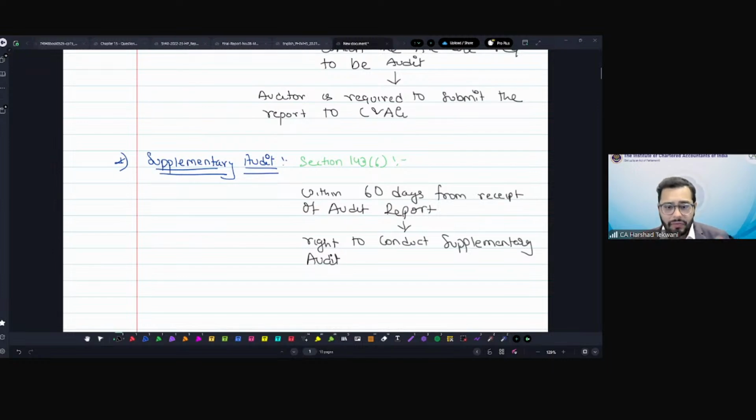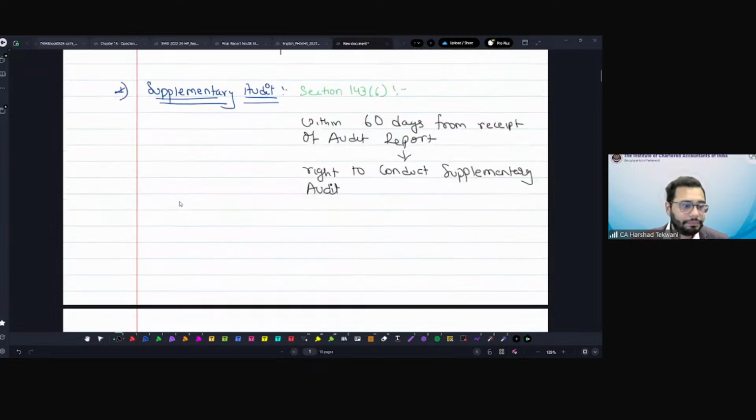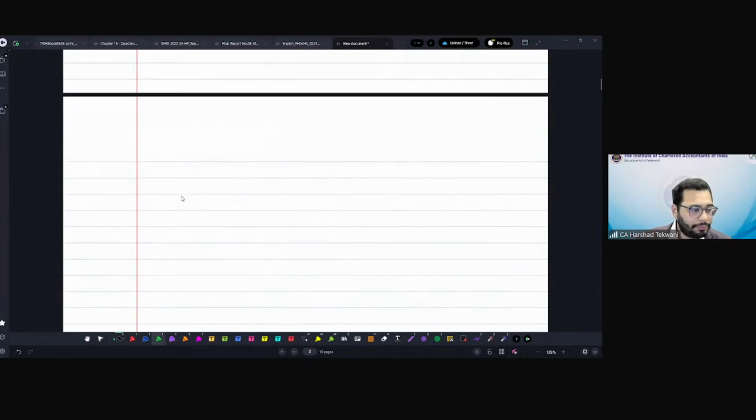Okay. Now, this was supplementary audit. There is something more. There is one more type of audit under the Companies Act, basically for the government companies, and that is under 143(7). You may call this a test audit. Okay. Now this test audit is under section 143(7).